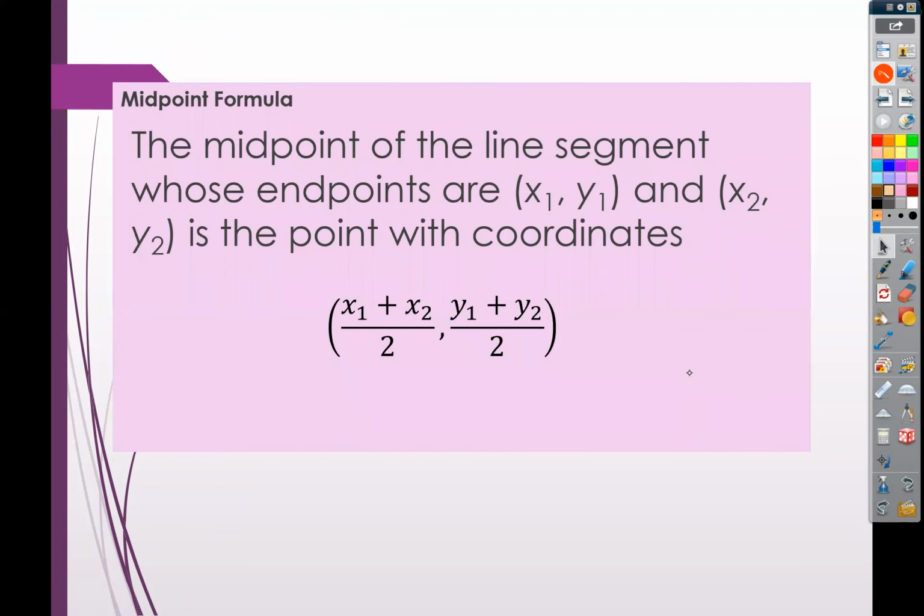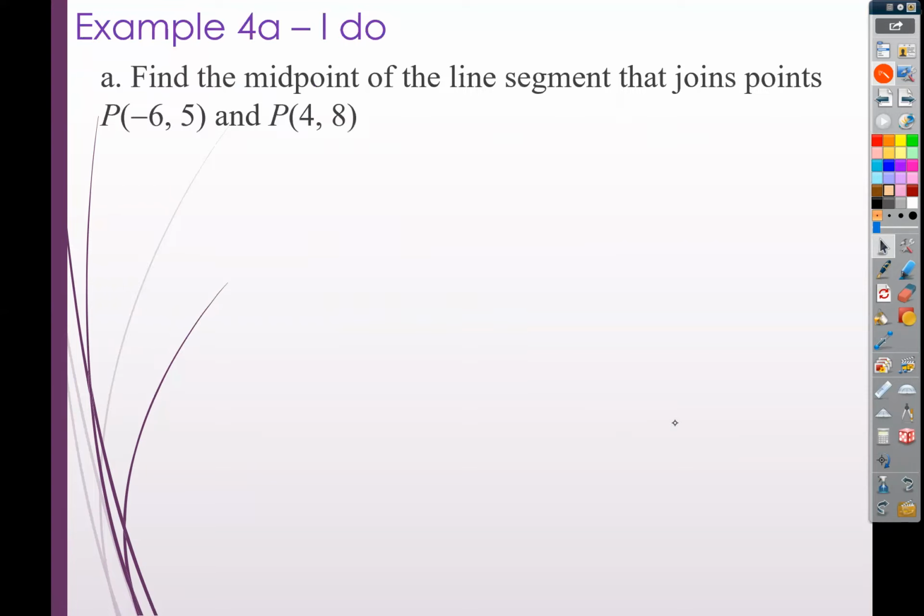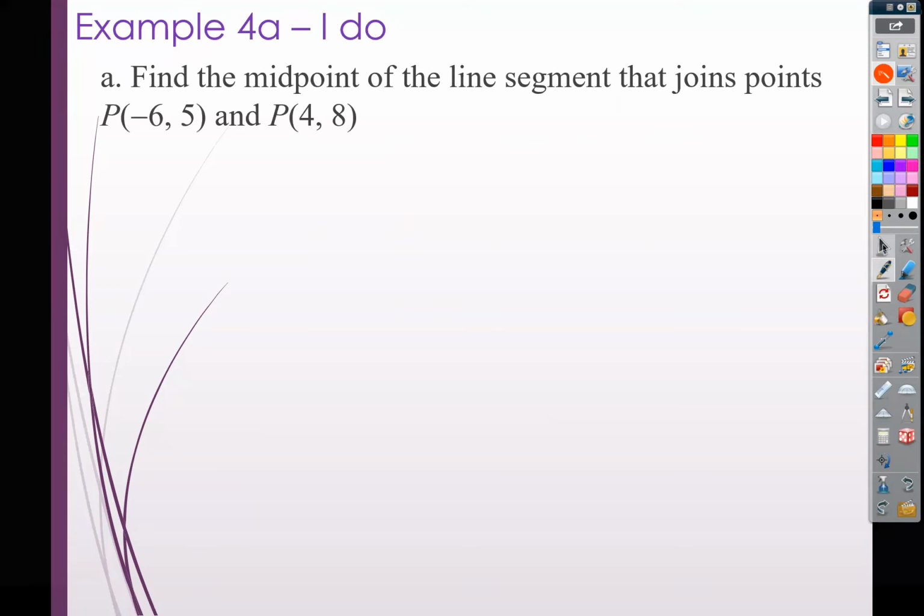Okay, the midpoint of the line segment whose endpoints are at x1, y1, and x2, y2 is the point with coordinates x1 plus x2 over 2 and y1 plus y2 over 2. So you're taking the average or the midpoint of this line segment. Okay, so find the midpoint of the line segments that joins those points. So you're going to, again, x1 plus x2 over 2. So you're finding the average of the x coordinates and the average of the y coordinates.